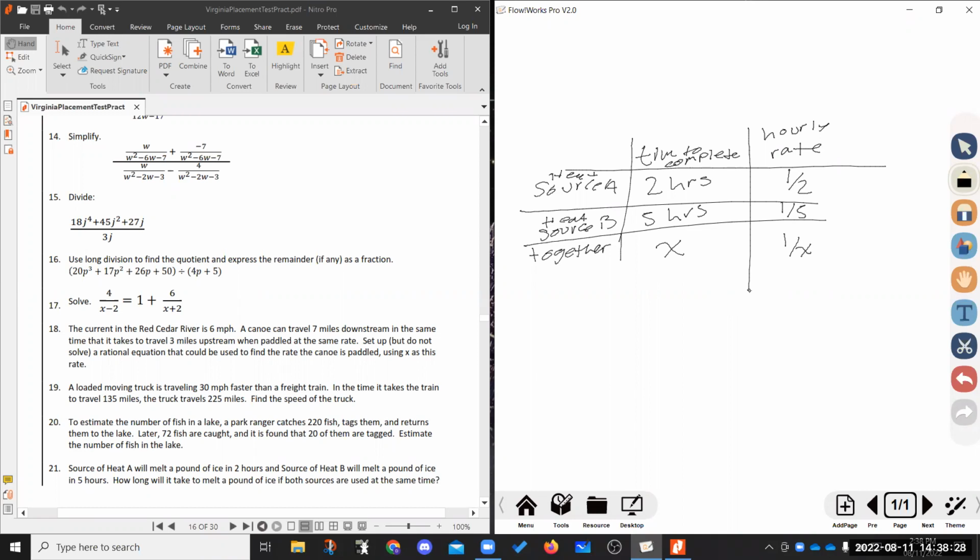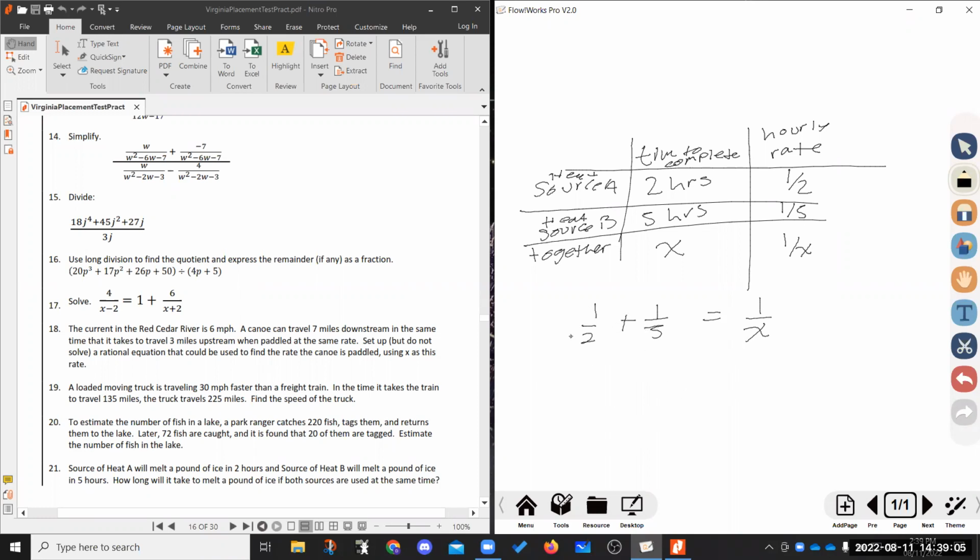And so my hourly rates should add together. My whole is equal to my sum of my parts. So I should be able to say that together they're getting the same amount of work done per hour as the individual components. We know that's not true necessarily, but that's the mathematical equation, is that we're going to have to say 1/2 plus 1/5 is going to be equal to 1 over X. And we say that the whole is equal to the sum of its parts.